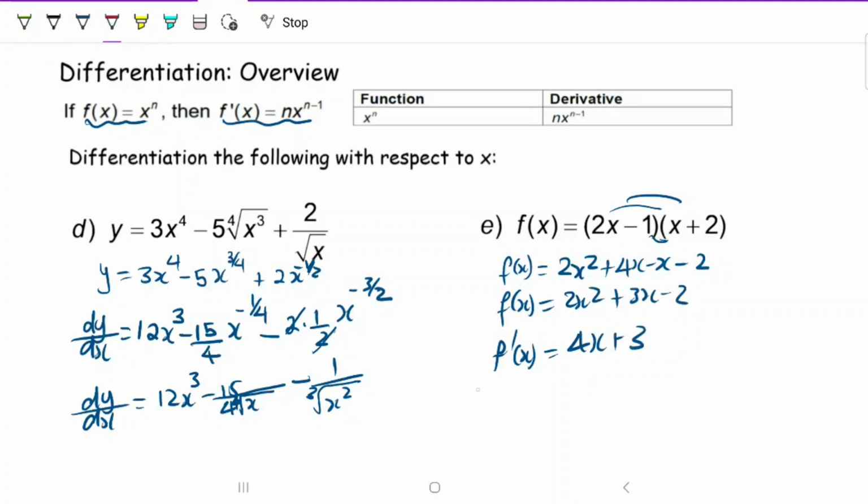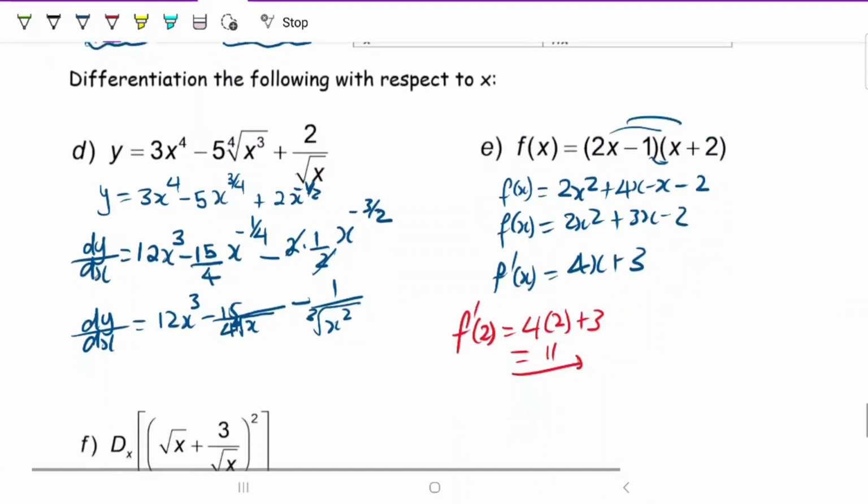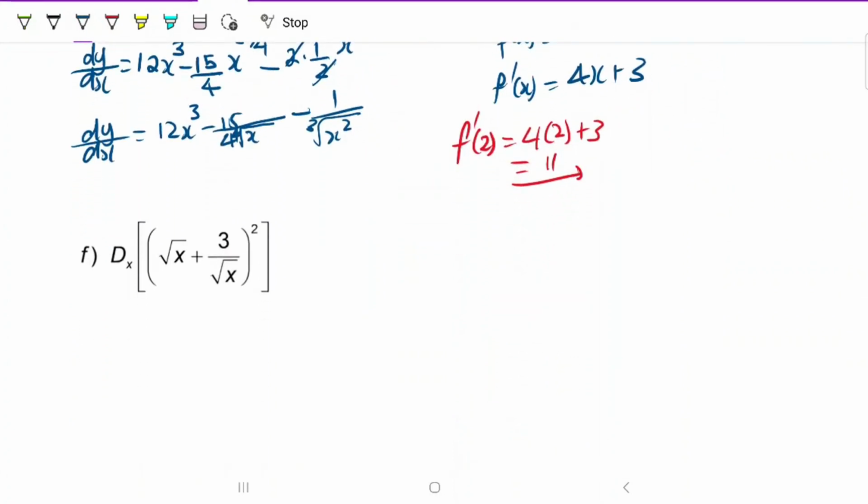Sometimes you could be asked some notation questions like, find the derivative of the function where x is 2. What that means is that wherever you find x, you can substitute 2, and therefore you get what the derivative is. In our case, the derivative will be 11. So you are asked questions of that type. Let's continue with the last problem.